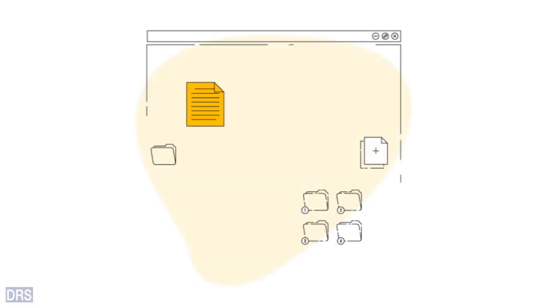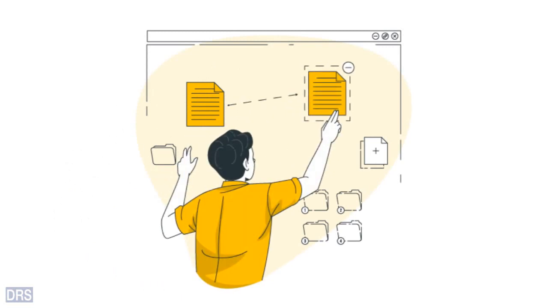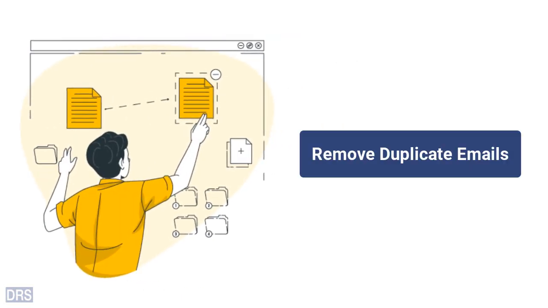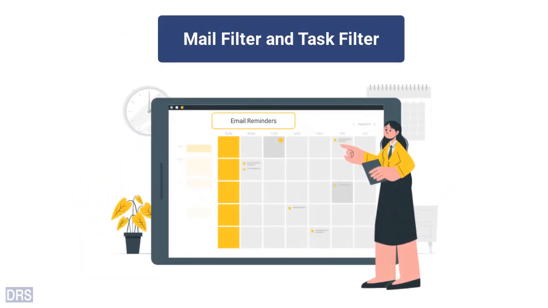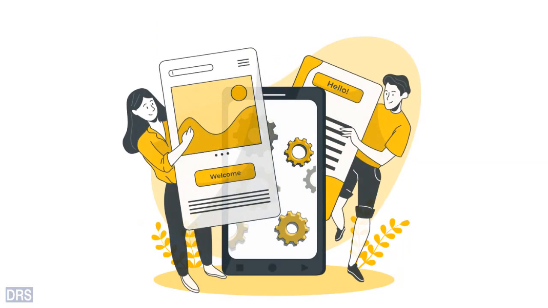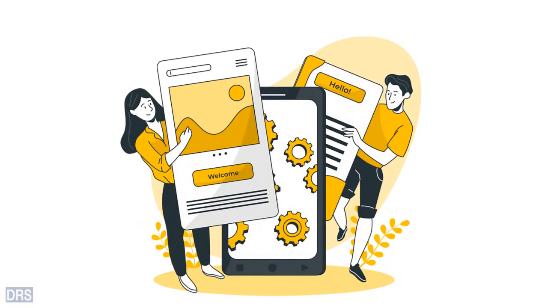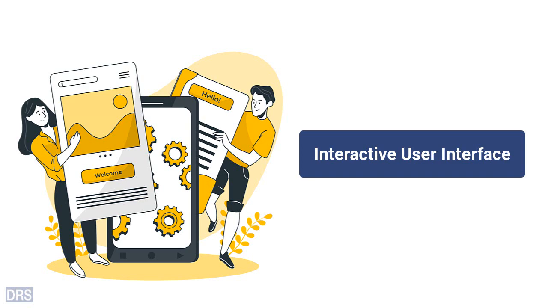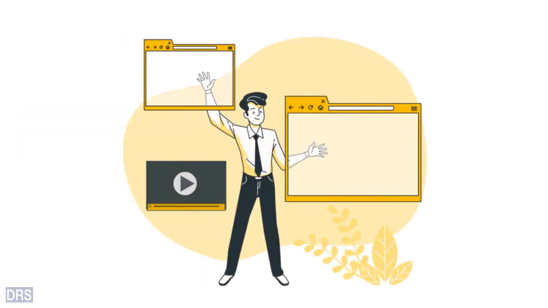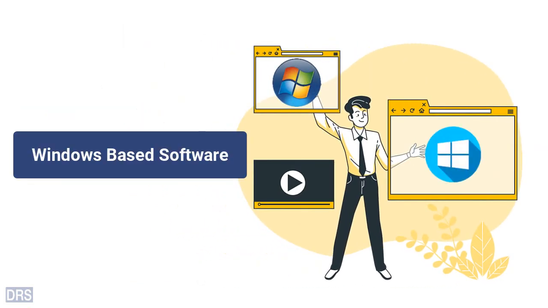The Advanced OST to Office 365 migration tool allows you to restore your Office 365 mailbox without including any duplicate email. The Mail Filter and Task Filter option enable a date range filter to the selected mailbox. So, you can export emails of a specific date range and make a precise migration. You do not need to be a technical expert to perform the steps because of the interactive user interface. You can install the tool on your PC having any version of Windows.